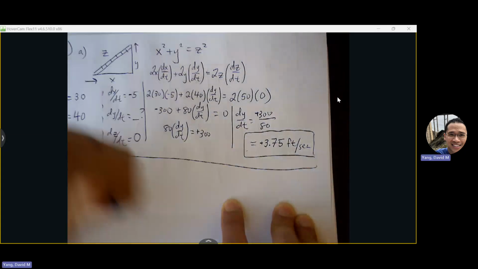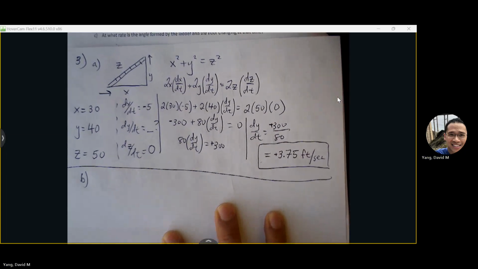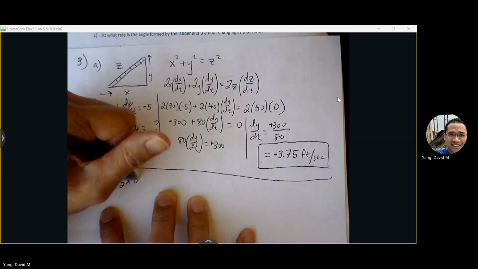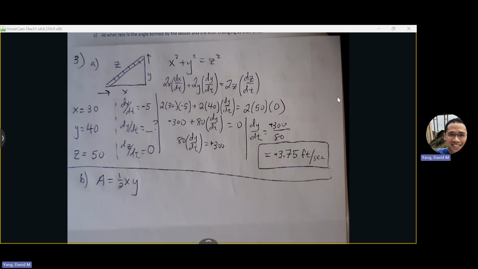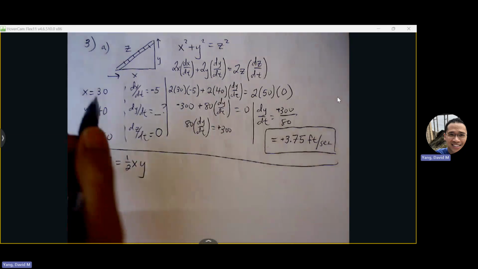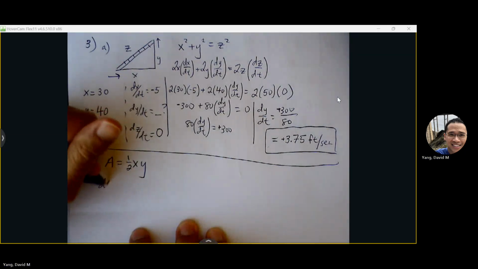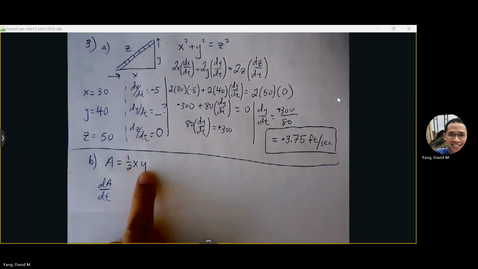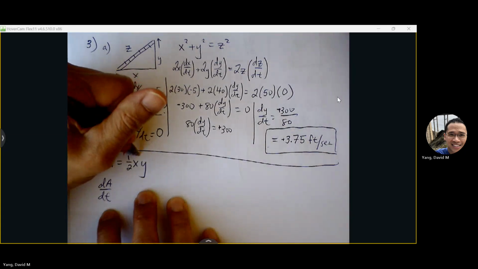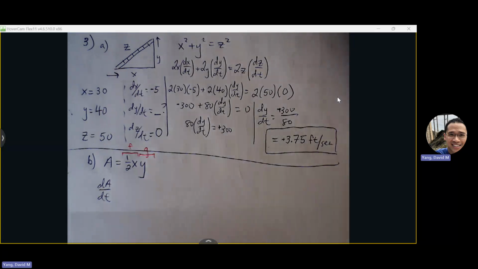Part B, at what rate is the area of the triangle changing? So we know area is 1/2 base times height. The base and height can be represented as x and y, just to be consistent with what we've built at the beginning of the problem. And then we know this requires what to find the derivative? X and y are being multiplied, so we've got to go through what rule? Product rule, right? So f prime g plus f g prime.